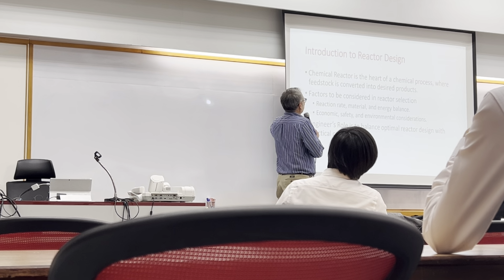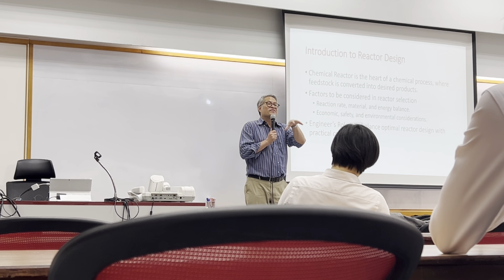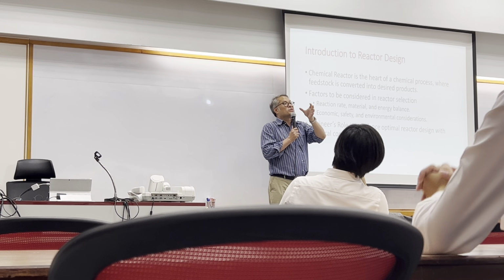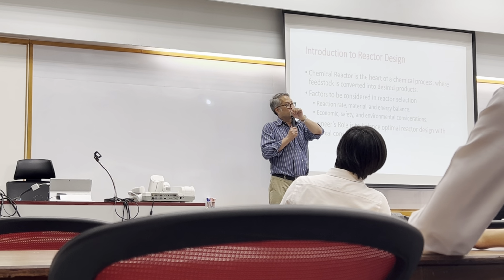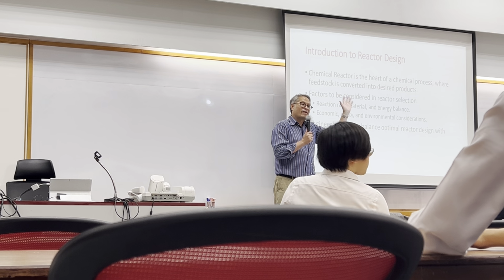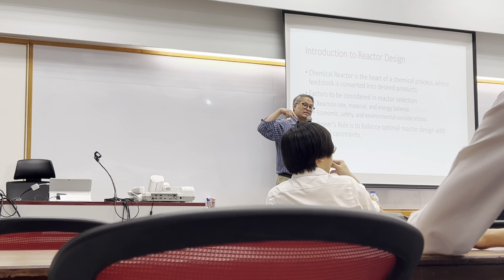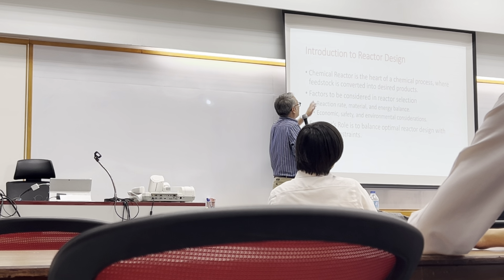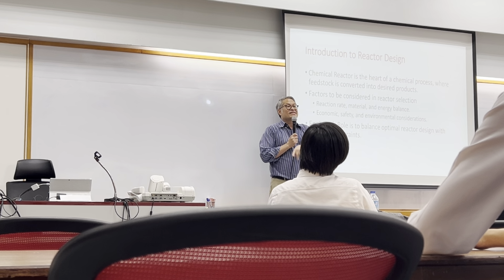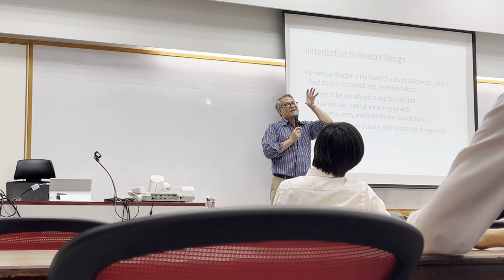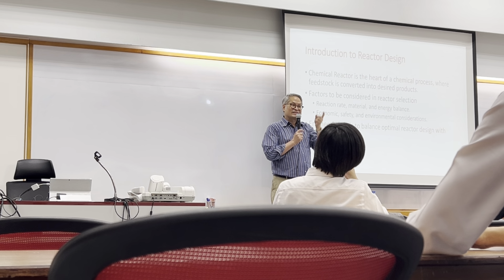Okay, so the chemical reactor is the heart of a chemical process, right? Because in a chemical process, we want to convert raw materials or feedstock into some kind of products, and that requires some chemical reactions. So the chemical reactor is where the reaction happens. This is the main component in your process.